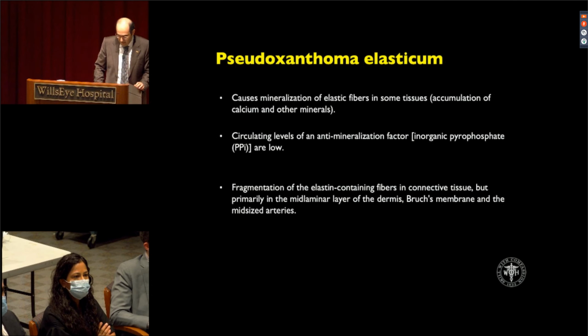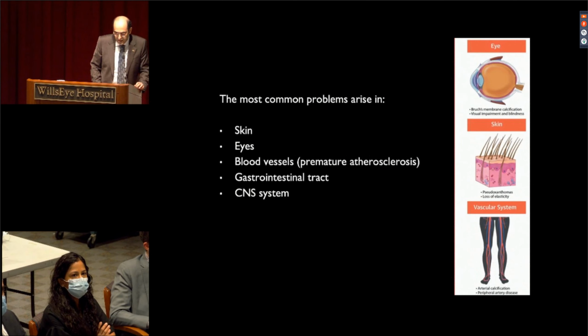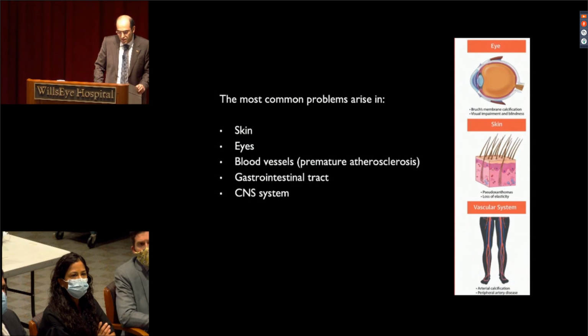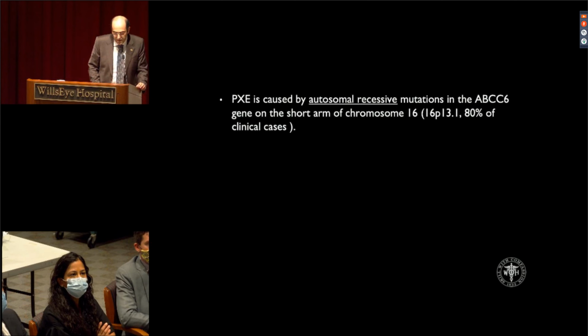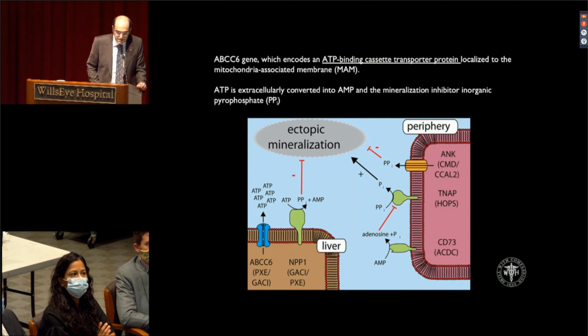and mid-sized arteries. In patients with pseudoxanthoma elasticum, the most common problems arise in the skin, eyes, blood vessels with premature atherosclerosis, and the gastrointestinal tract and CNS. It is caused by an autosomal recessive mutation in the ABCC6 gene on the short arm of chromosome 16. The ABCC6 gene is an ATP-binding cassette transporter protein.